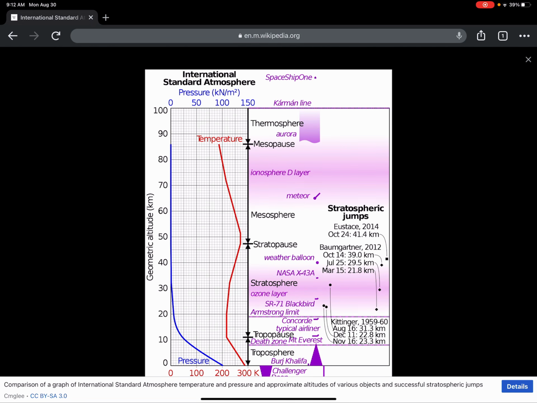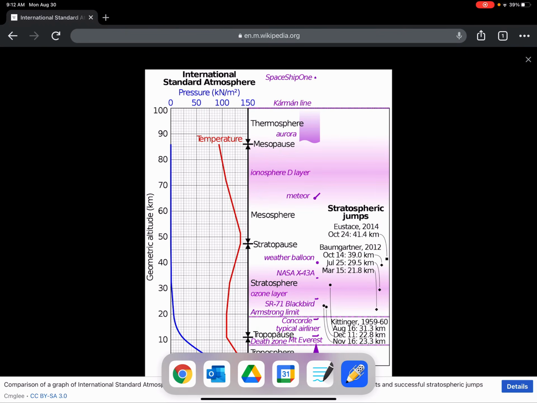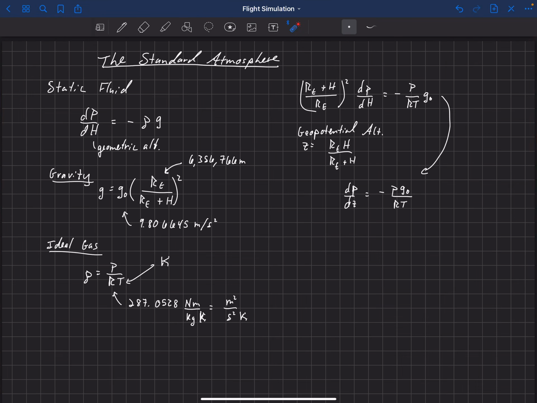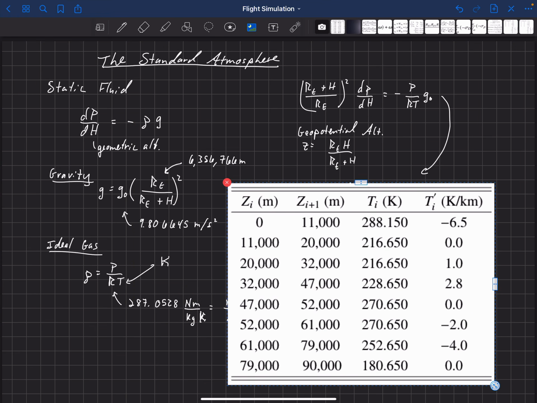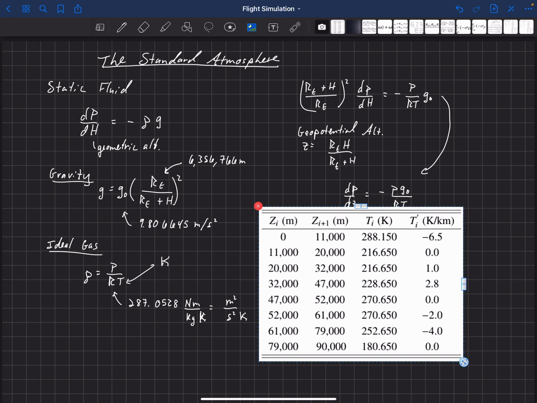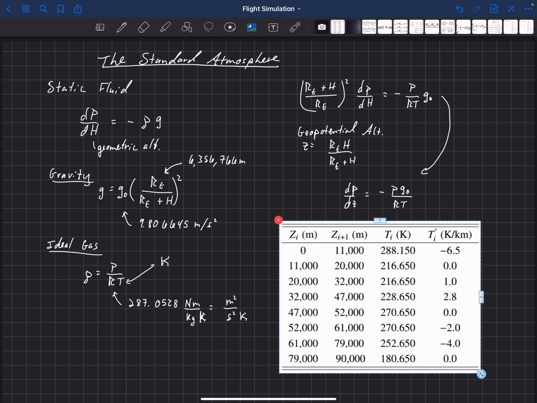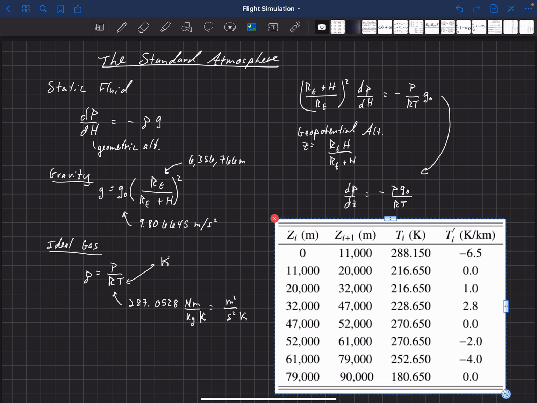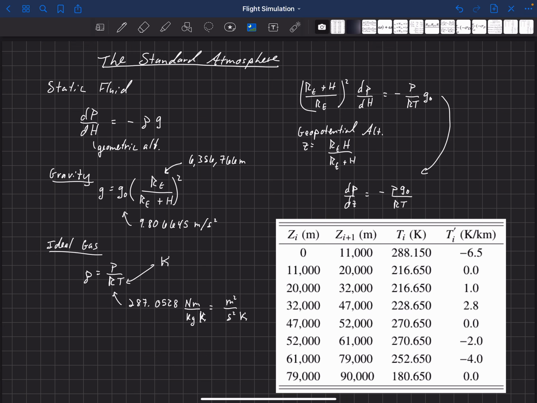So let's look at what the definition of temperature is here. And again, it's just going to be a series of straight lines, okay? So let's go back over here. I've typed up this table here that shows you the definition of temperature with altitude. Okay, so now this is in geopotential altitude Z. Okay, so we've got a range from 0 up to 11,000 meters of geopotential altitude.